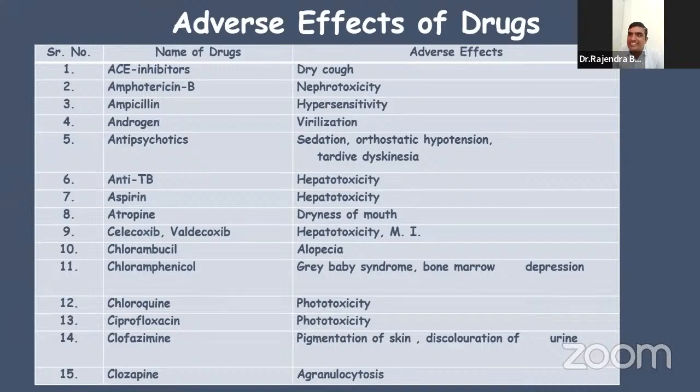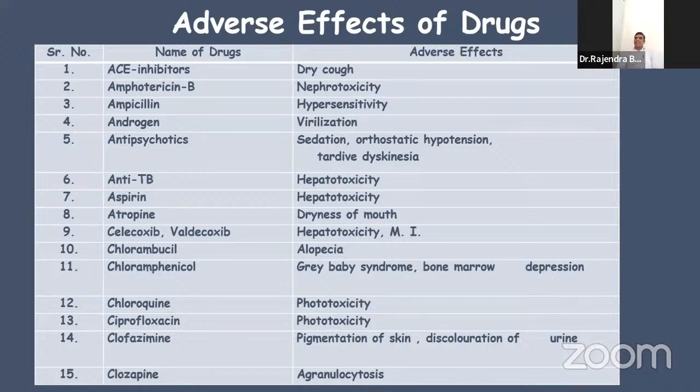Right? So what is the common side effect of the ACE inhibitor? That is a dry cough. Amphotericin B, nephrotoxicity. Ampicillin, hypersensitivity. See, so here I have given the drugs. Again, I'm sharing some mnemonics. There are many more. So if you ask me what is the side effect of atropine, I have a very good technique. Dum dum diga diga, mosam biga biga. What is the side effect of amphetamine? Dilwale Dulhania Le Jayenge. So these are the techniques to remember the side effects of the drugs.